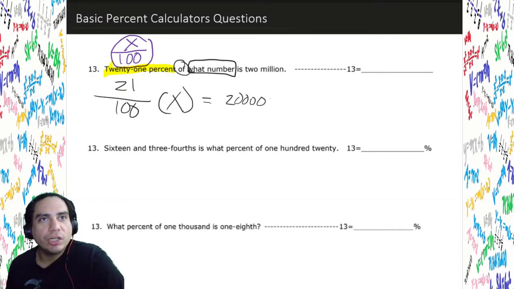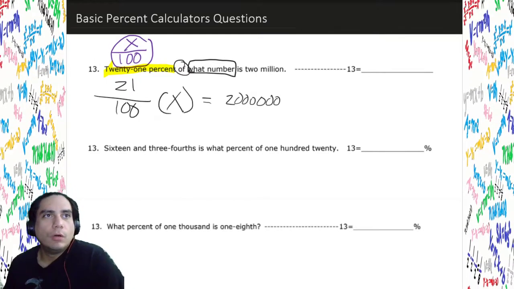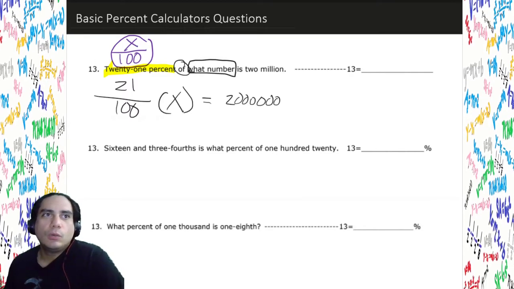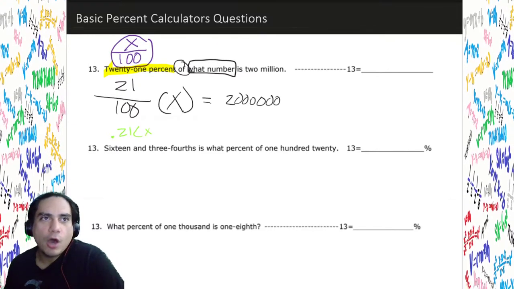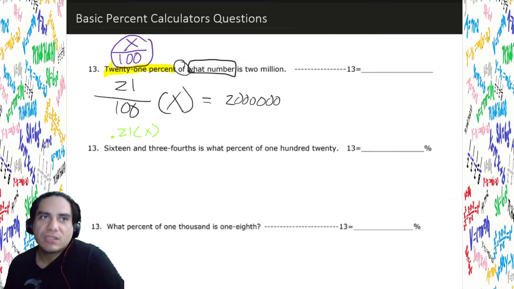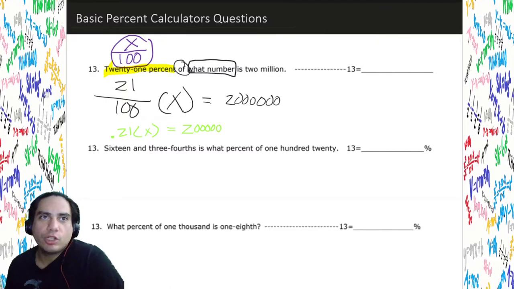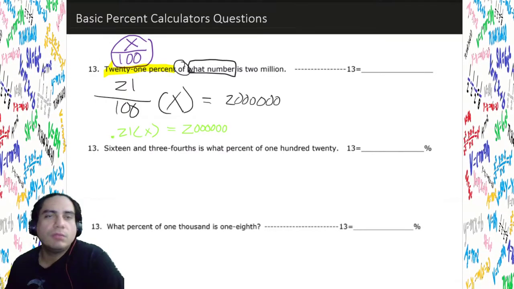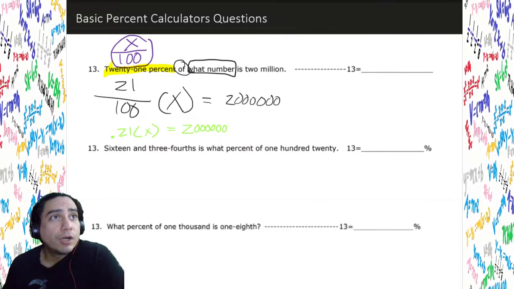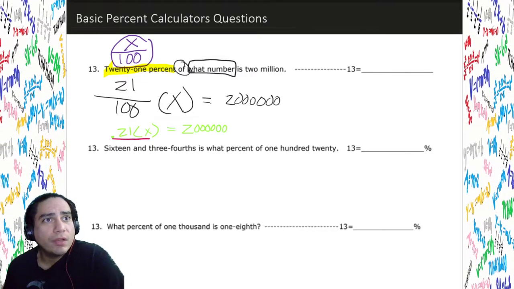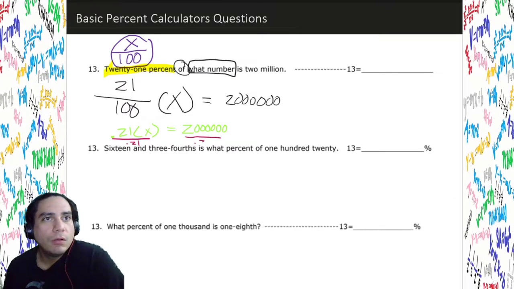So all we're doing here is reading this and turning it into an equation. Some people will automatically turn 21 out of 100 into 0.21. So now this becomes 0.21 times x equals 2 million. If you know your decimal, fraction, and percent conversions, this shouldn't be that hard to understand. We're looking for x, so we have to work backwards, canceling out the 0.21 by dividing both sides by 0.21.